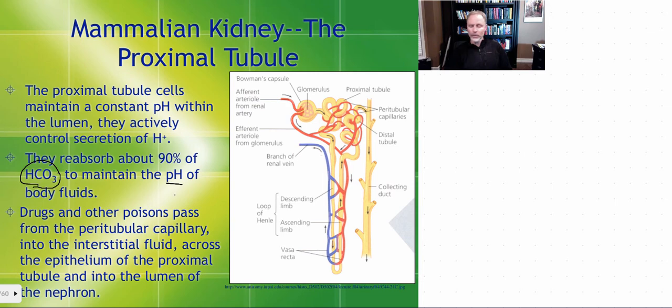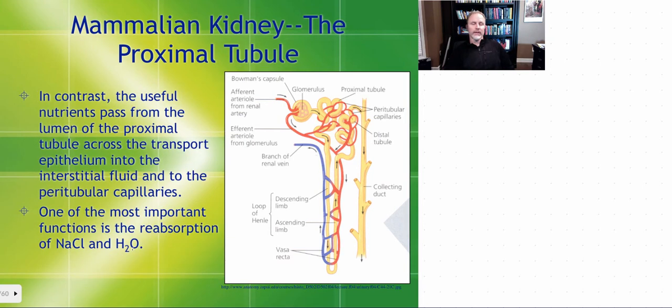Okay, drugs like medicine, things like that you take, other types of poisons and so forth, these are going to pass from this peritubular capillary into the interstitial fluid, and then cross into that proximal tubule, and then into the lumen of the nephron, so that you can get rid of these types of things. So there's kind of an exchange going on between the waste that you want to get rid of and the things you want to be reabsorbing.